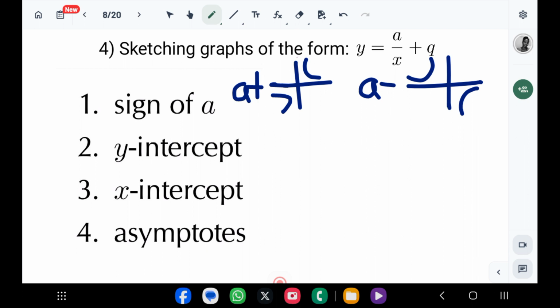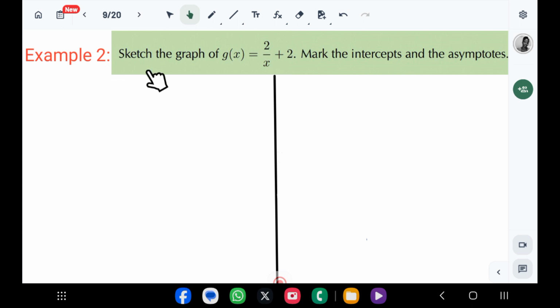Now the y-intercept, that's what you find next. You just make x 0 to find the y-intercept, and to find the x-intercept you make y 0. And then you find the asymptotes. Remember, the horizontal asymptote is y equals q, and the vertical asymptote, which is left to right, is x equals 0. Now let's look at example 2.